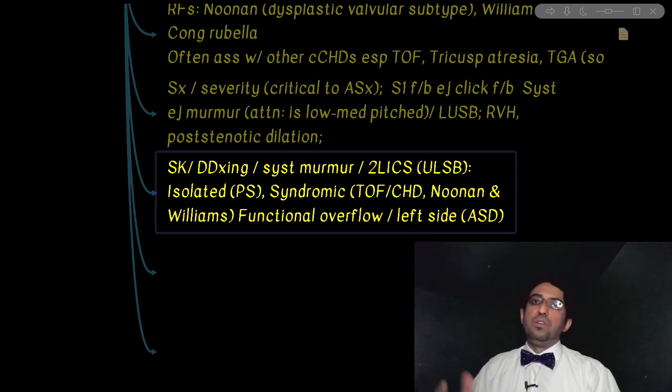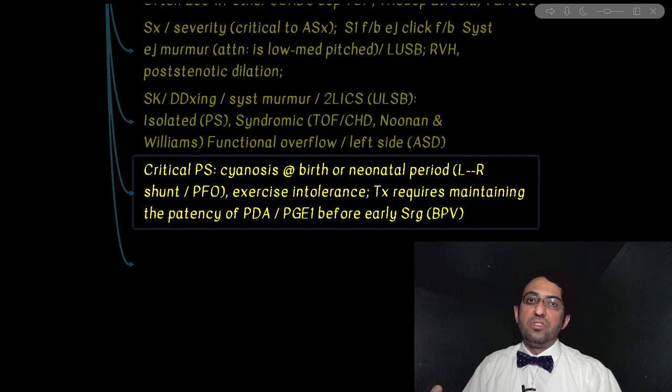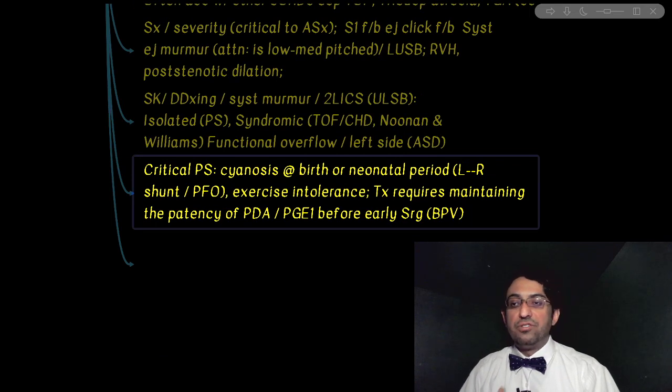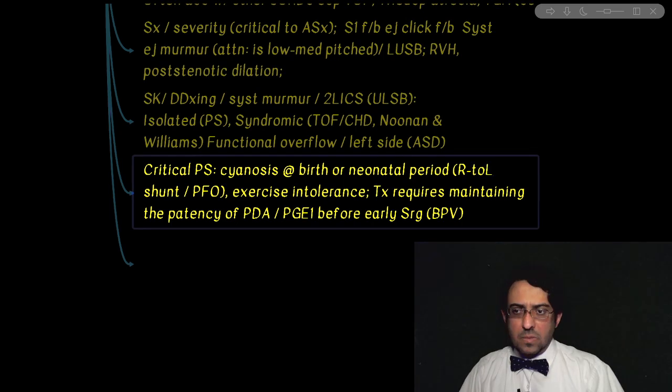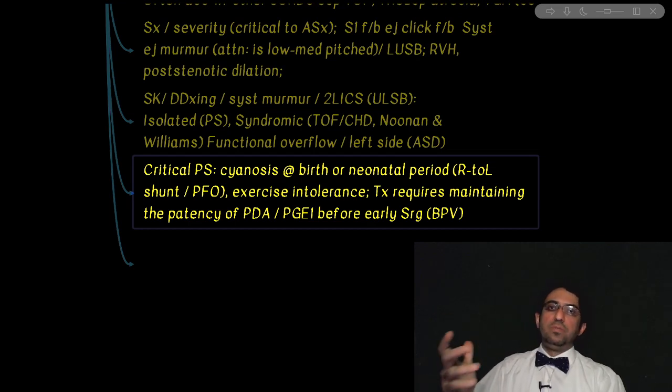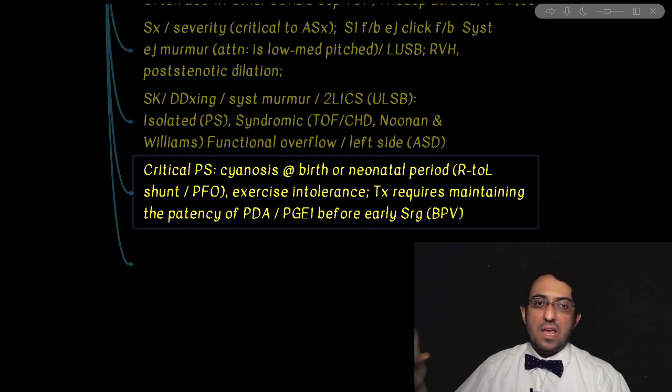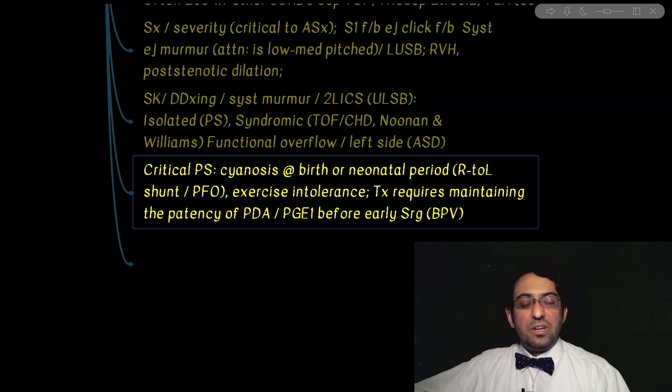Remember, in the discussion of coarctation, we mentioned the concept of critical coarctation. Now here we also have the critical pulmonic stenosis. What are the findings of this critical type? When the cyanosis is present at birth or at neonatal period, and if you're asked what is the reason we categorize this pulmonic stenosis as a cyanotic condition or right to left shunt, what's the answer?